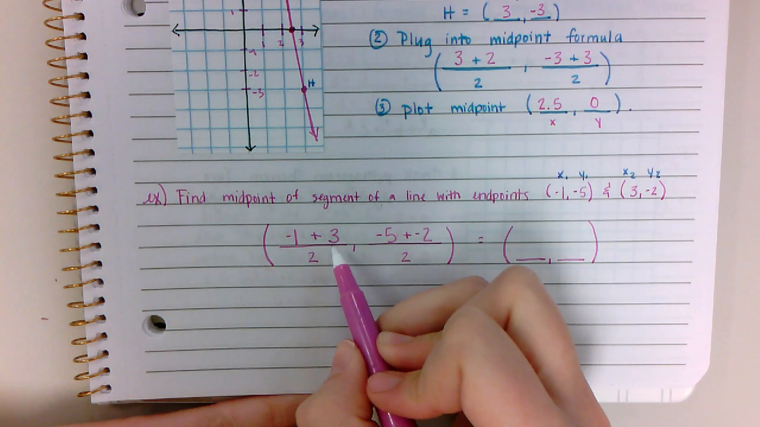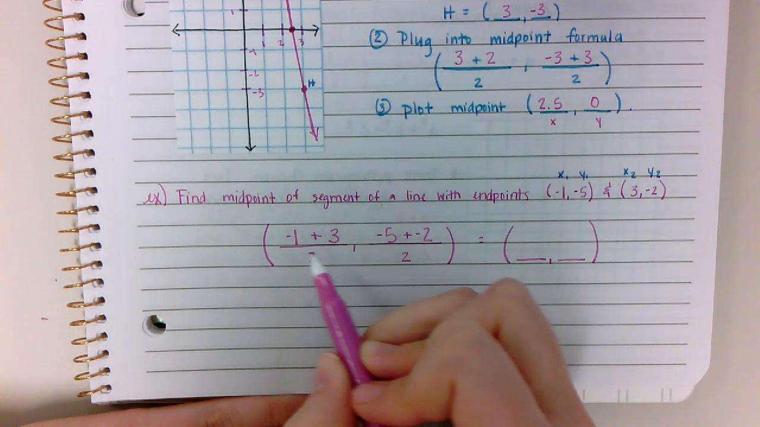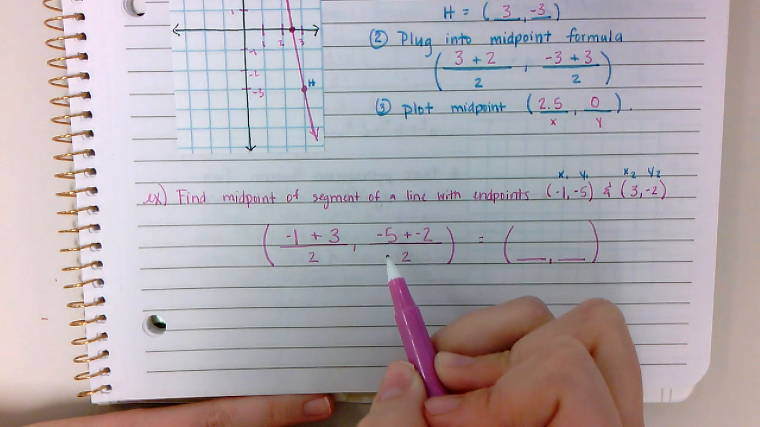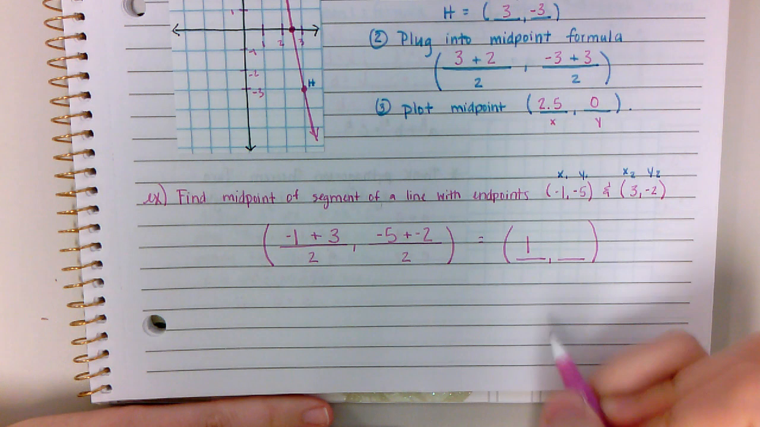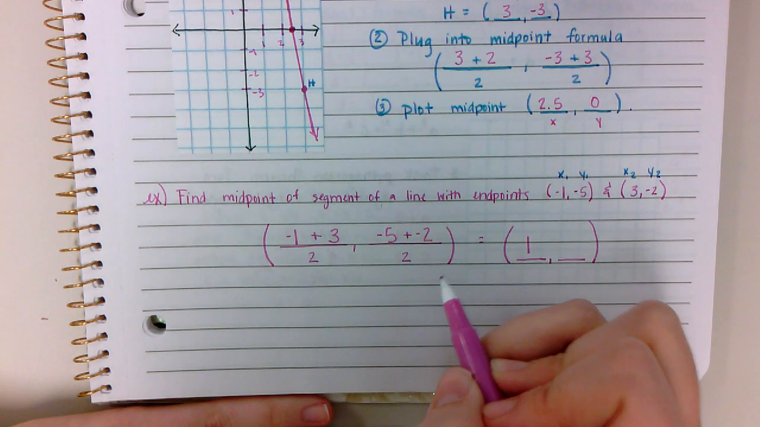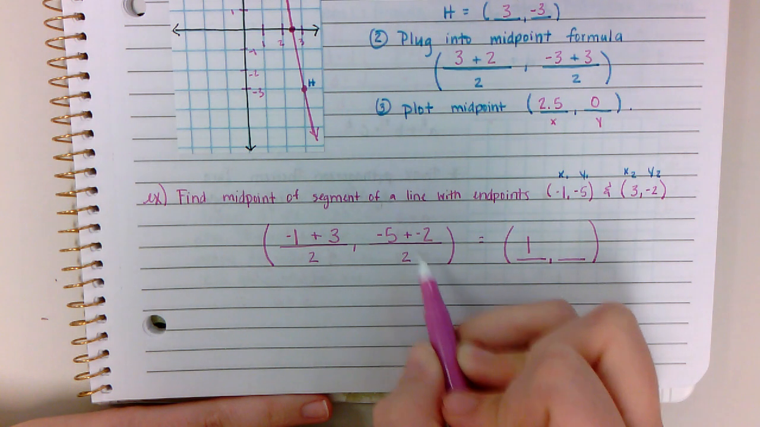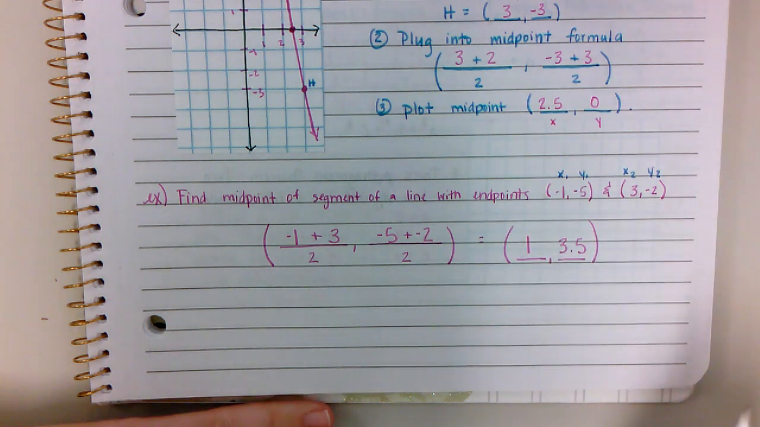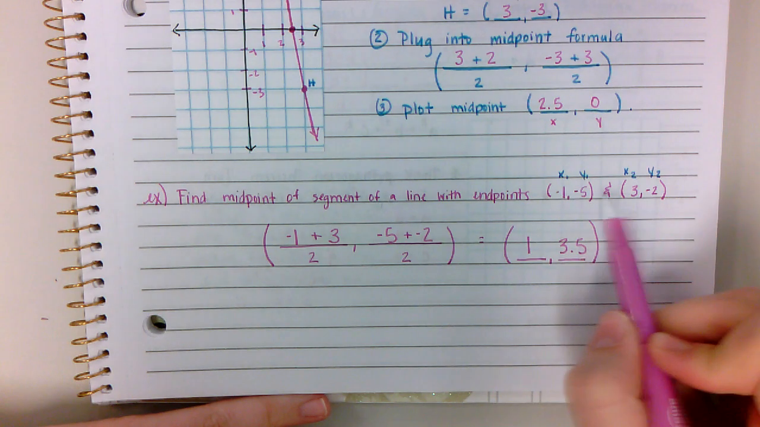So -1 plus 3 is 2, right? If we're at -1 on a number line and we go up 3, we actually end up at 2. So 2 over 2 is just 1. And -5 plus -2, since they have the same signs, we can add them together but keep the sign, actually becomes -7 divided by 2, which will be -3.5. So this point is the middle of these points.